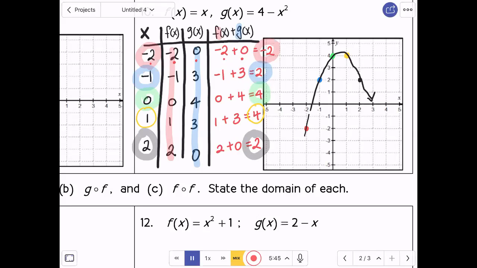All right, so this will be the graph for f of x plus g of x.